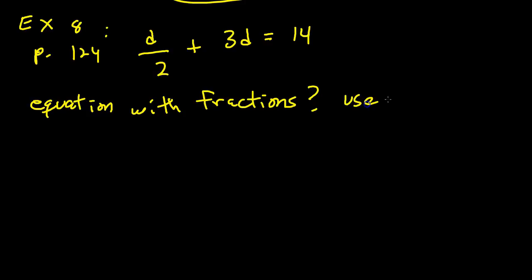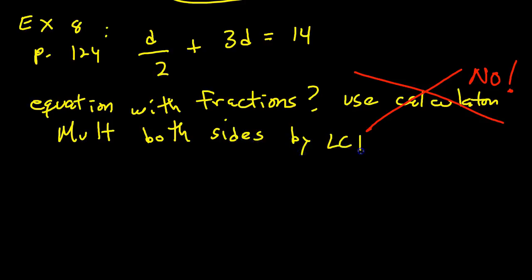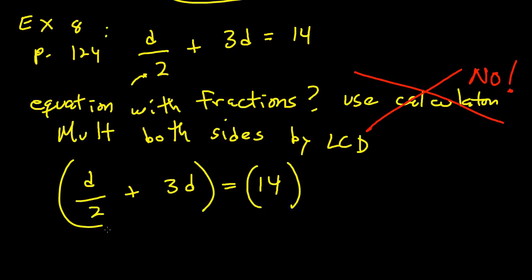What do we do? Use the calculator? No. I'll even say no. It almost ensures you're going to get it wrong. Well, what will we do? Multiply both sides of the equation by the LCD of all fractions. We've only got one fraction here, and the denominator is 2. So if I multiply both sides correctly by positive 2, I'll have an equation where I don't have to deal with the fractions.